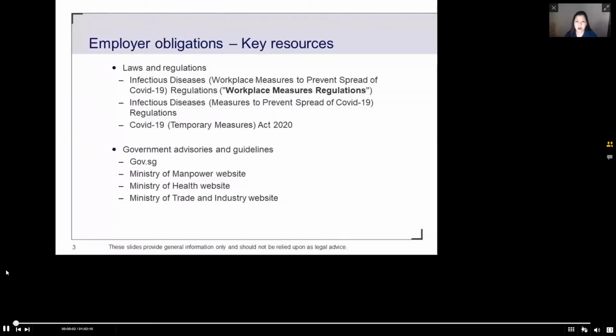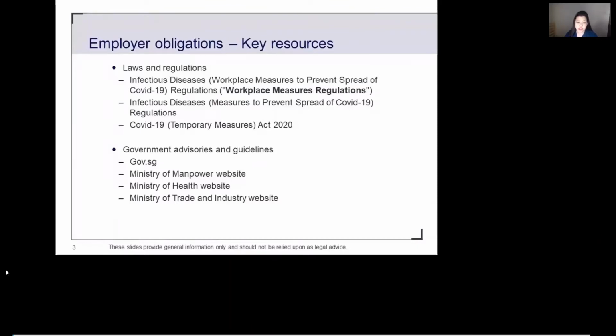Information. So the types of resources on employer obligations that apply can generally be broken down into two different categories. Your main one would be the legal sources, meaning the laws itself, the acts, the legislation. And this is actually online and available to the public. It's available on a website called Singapore Statute Online.